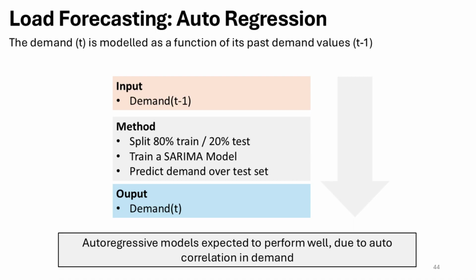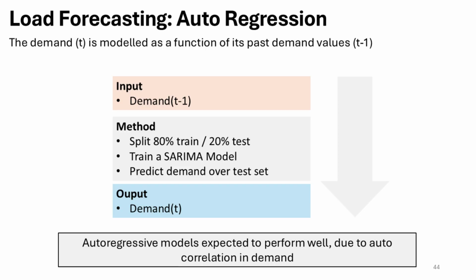In this slide, we bridge the gap between theoretical time series analysis and practical application through autoregression. As the title suggests, we are modeling our target variable, demand at t, as a direct function of its own history, specifically its previous value, demand at t-1. This approach is fundamentally built on the concept of autocorrelation, which is the tendency for current electricity demand to be highly correlated with what happened in the immediate past.